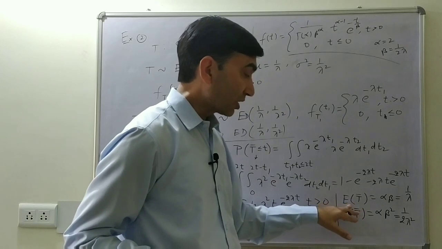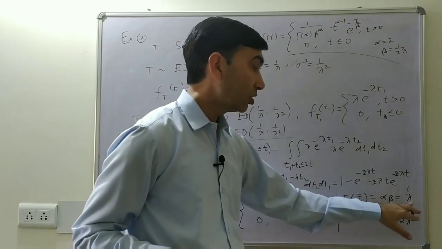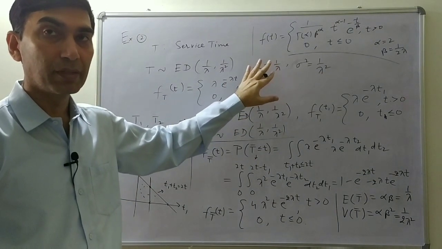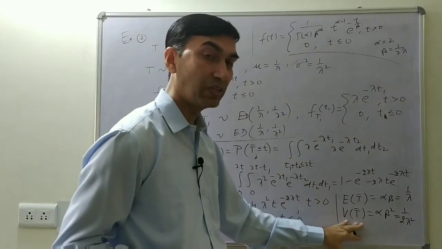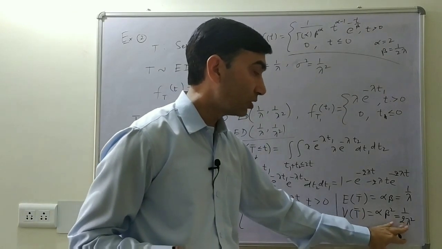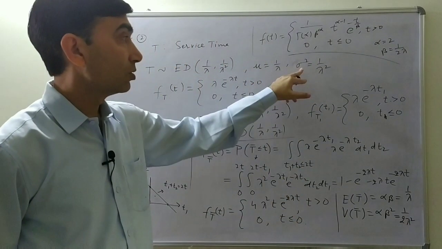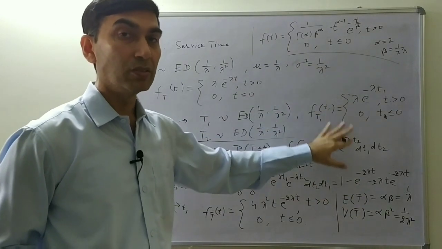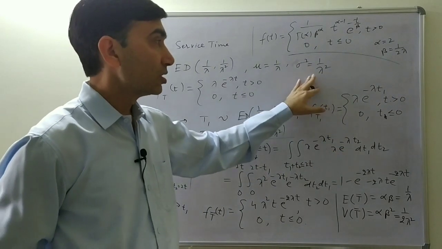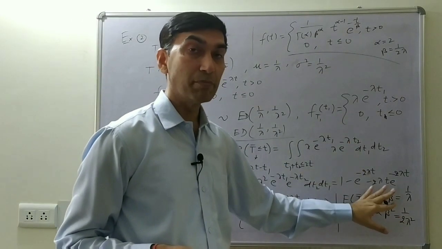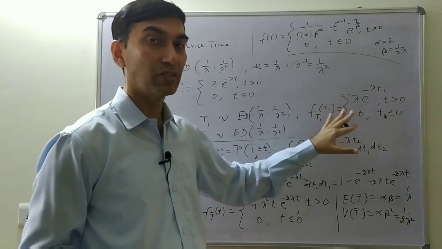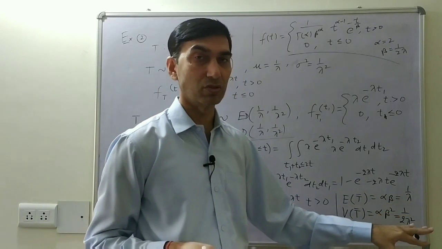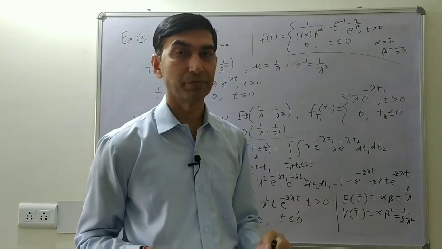After that, you can notice that the expectation of the sample mean is 1 over lambda, which is the same as the population mean, as expected. Likewise, the variance of t bar, the sample mean, is 1 over 2 lambda square, which is equal to sigma square over 2. You understand? Which is sigma square over 2. Sigma square over 2 means 2 is the sample size. So you are matching that result, that x bar follows a distribution with mean equal to the population mean and variance equal to sigma square over n.